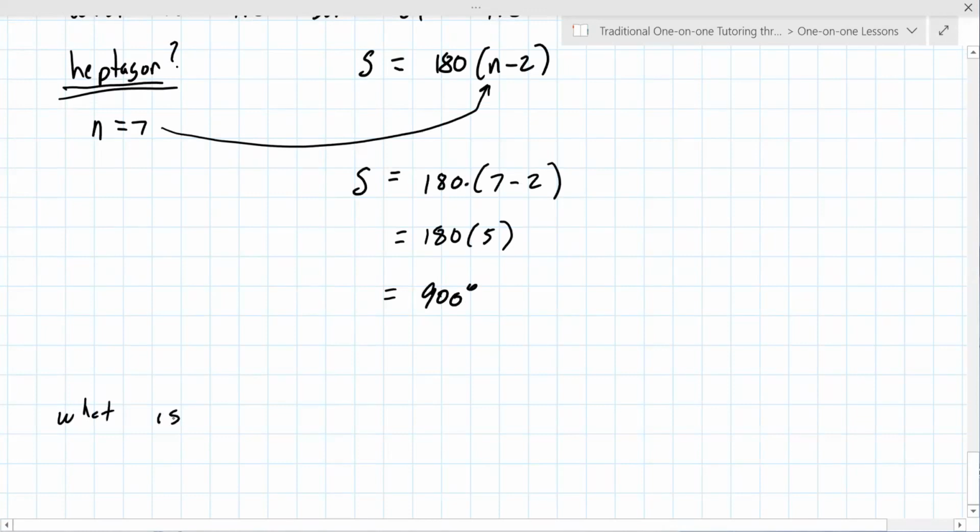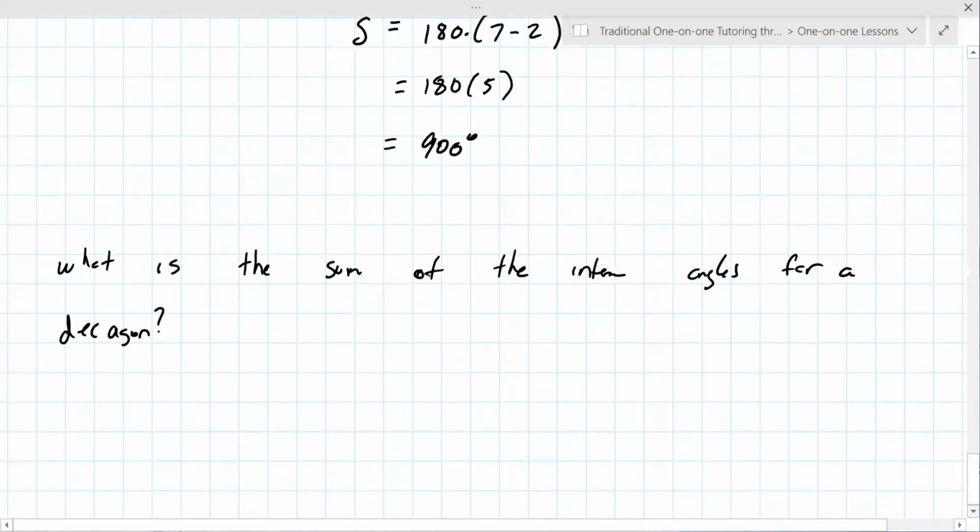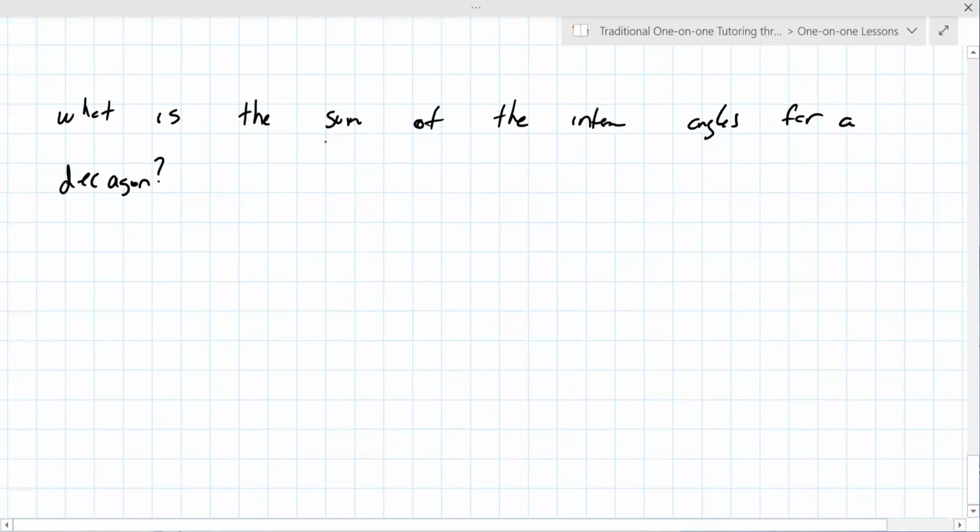What is the sum of the interior angles for a decagon? So you need to know the sum formula, and then you need to know the number of sides in a decagon.